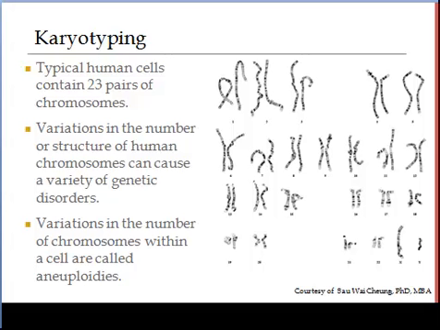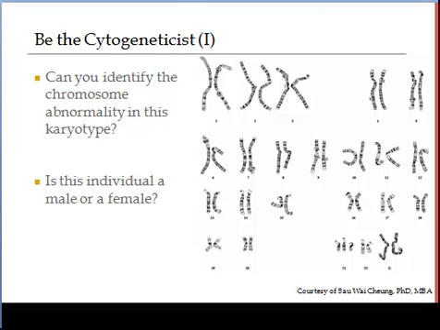If this karyotype were from a normal female, there would be 2 X chromosomes and no Y chromosome. A normal female would be designated 46, XX. Now in this slide, there are 2 separate questions for you to look at. Number 1, first determine: is the individual a male or a female? And secondly, can you identify the chromosome abnormality in this karyotype?